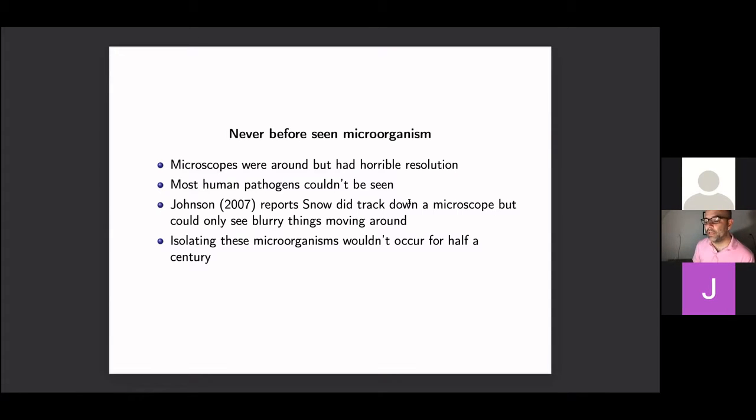It's hard to postulate theories like that about things you've never seen and have no way of proving. A book by Steven Johnson writes that he does get a microscope at one point, but it's so blurry that he can't really see anything with it. So they wouldn't actually isolate microorganisms for another half century.